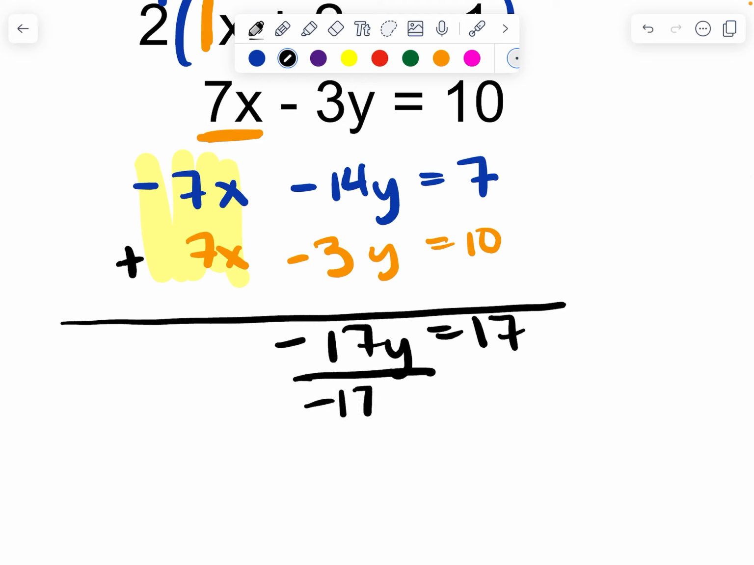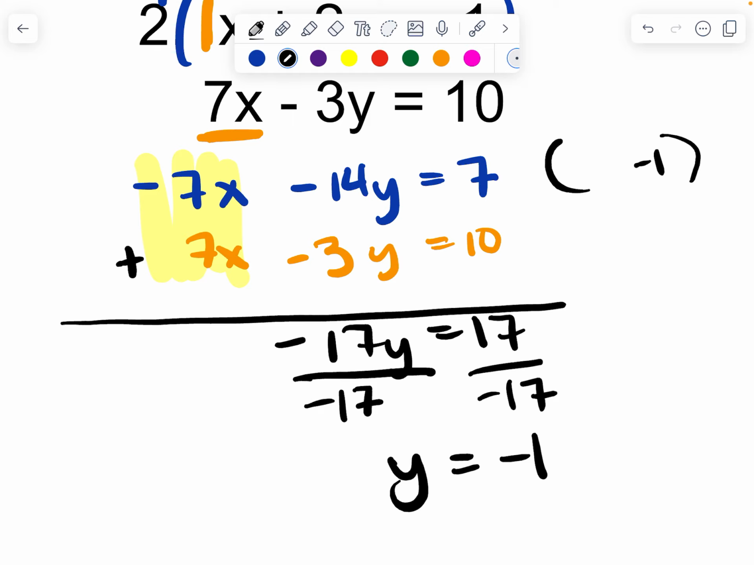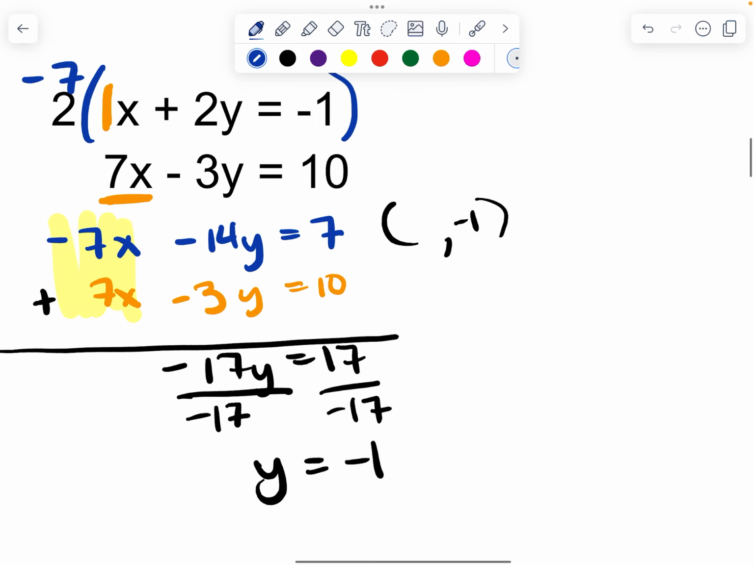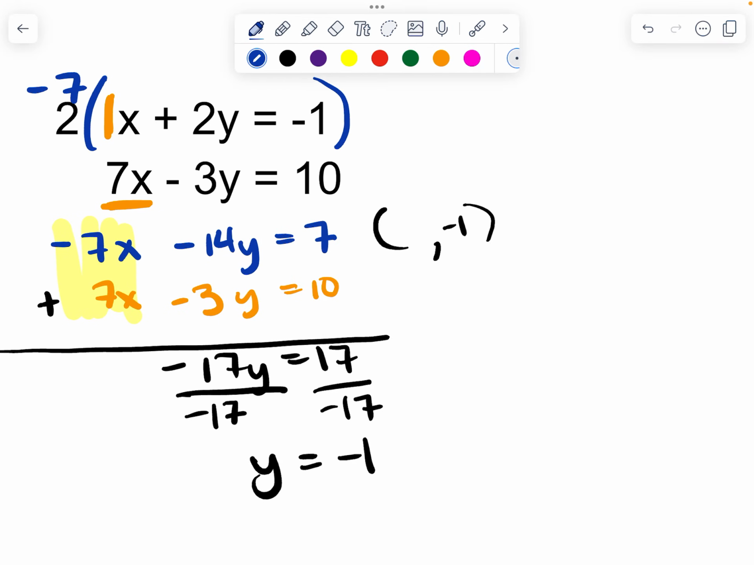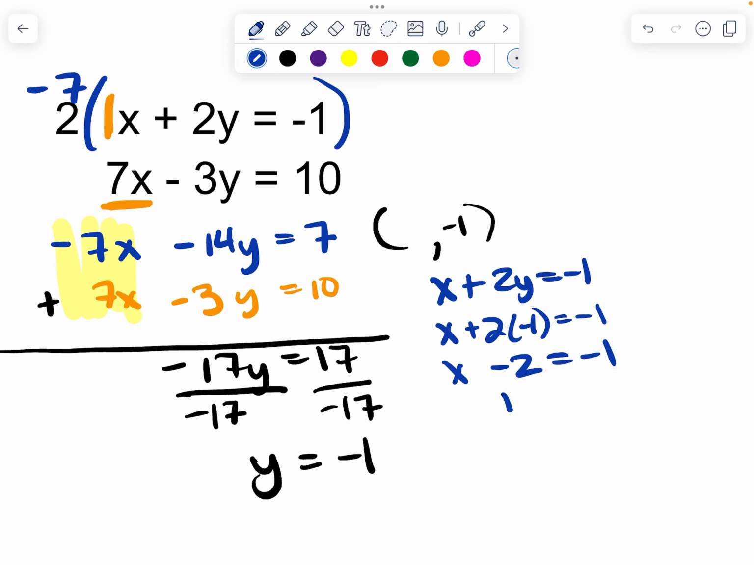Divide by negative 17, and I get y equals negative 1. Okay? Then I plug back into the original equation. I'm going to plug into the first equation. X plus 2y equals negative 1. So x plus 2 times negative 1 equals negative 1. X minus 2 equals negative 1. Add 2 and get x equals 1. So the point is 1, negative 1.